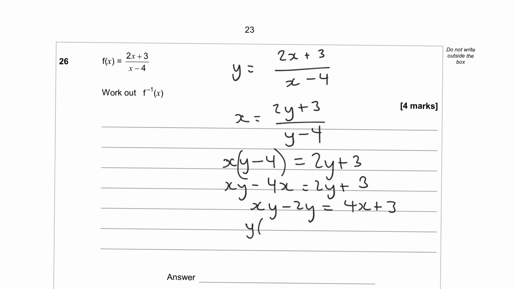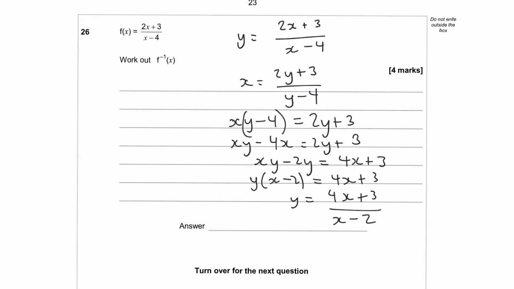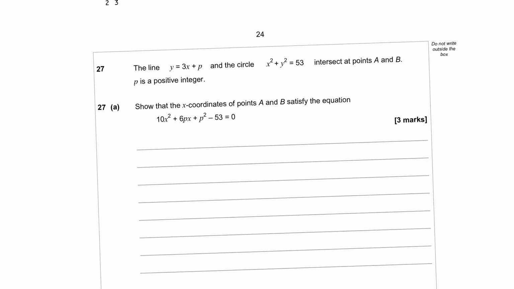Now factorize, and then divide both sides by x minus 2. So we can happily say that f minus 1 of x is equal to 4x plus 3 over x minus 2. And on to question 27.